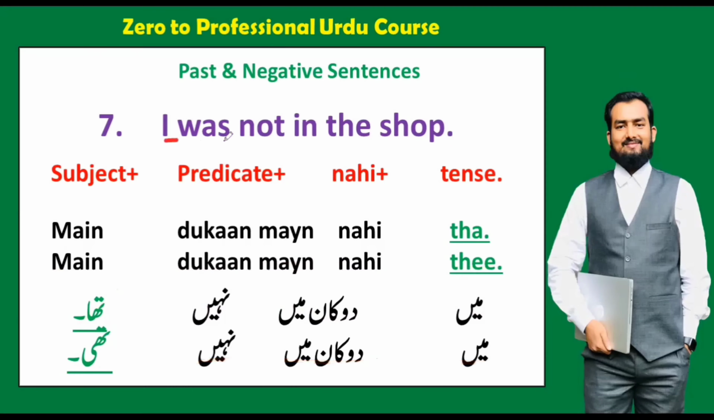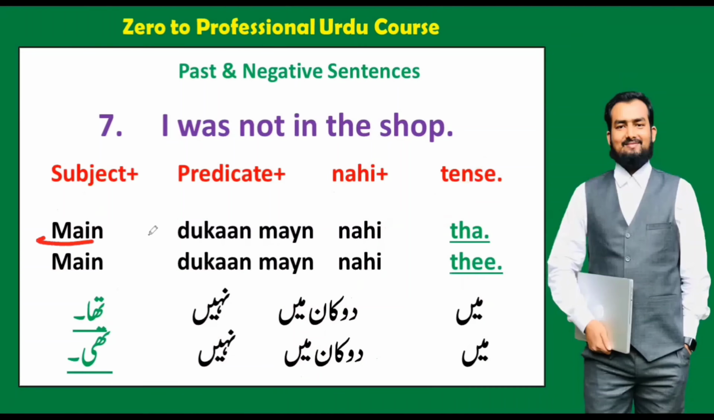Okay, so this sentence is in negative. That is why we have followed the structure of subject plus predicate plus nahi plus tense. So मैं subject, दुकान में being in the shop predicate, and nahi, this is nahi in the meaning of not, and then tense, sign of tense, tha or thi.